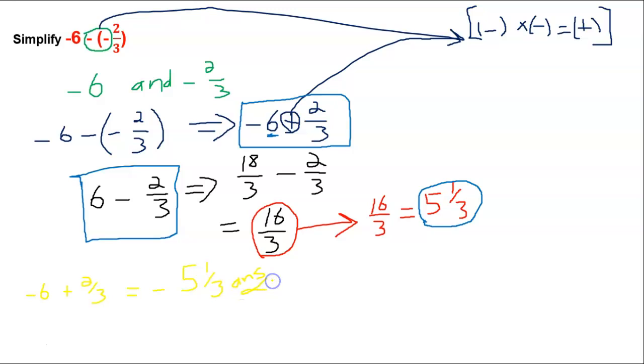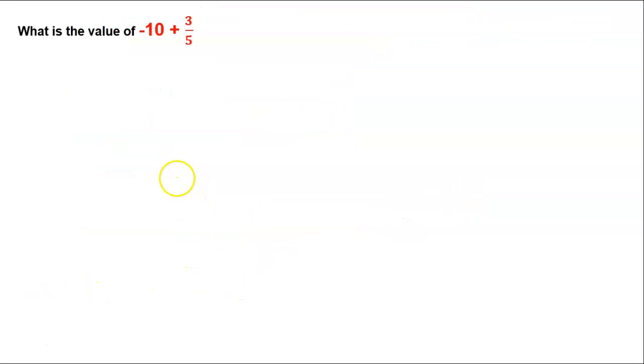That's your answer. Now we have here, what is the value of negative 10 plus 3 over 5? Negative 10 may be written as a fraction with a denominator of 5. To do that, we ask ourselves what number, when divided by 5, gives us negative 10. That would be negative 50, because negative 50 divided by 5 is the same as negative 10.